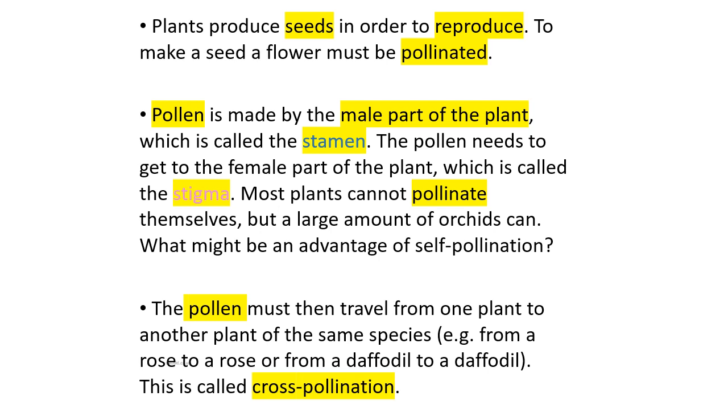Most plants cannot pollinate themselves, but a large amount of orchids can. What might be an advantage of self-pollination? So some plants have both the female and male parts and they can pollinate themselves. The pollen must then travel from one plant to another plant of the same species. For example, from a rose to a rose or from a daffodil to a daffodil. This is called cross-pollination.